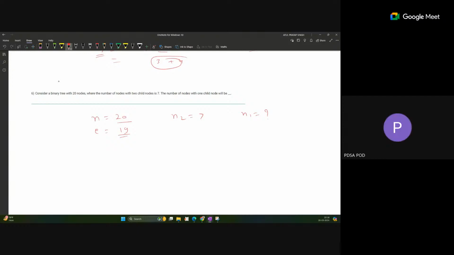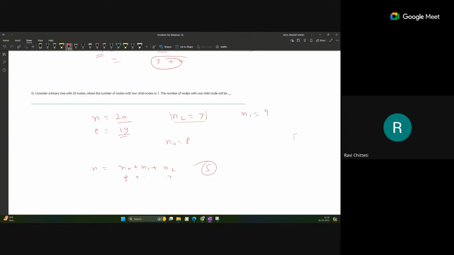So what is the answer? 5. How will you compute n0, please? Once again. n0 is mentioned. Okay, n2 value is given. Yes, sir. So n0 you can get as 7 plus 1, 8. And n equal to n0 plus n1 plus n2. So 8 and 7, 7 plus 8, like this. 8 plus 7, 15, and 15 and 5 will be the answer.